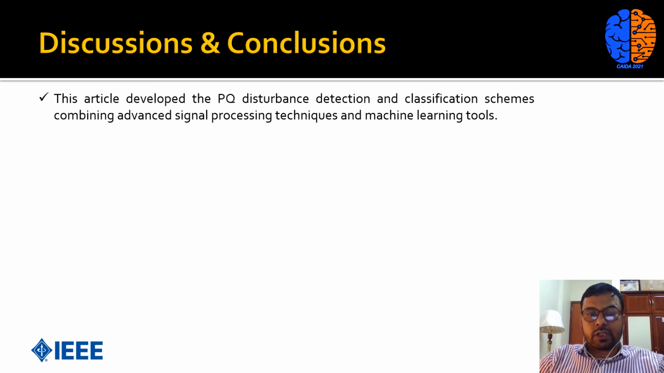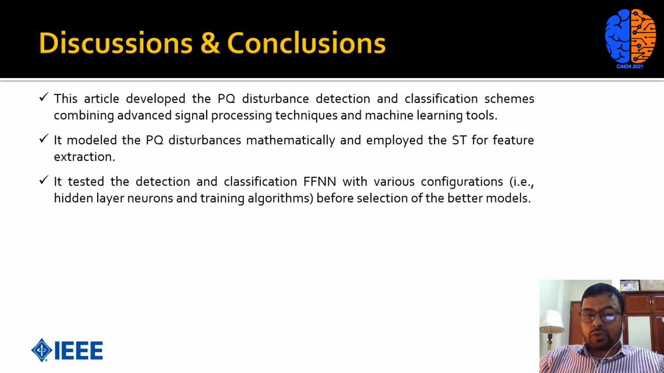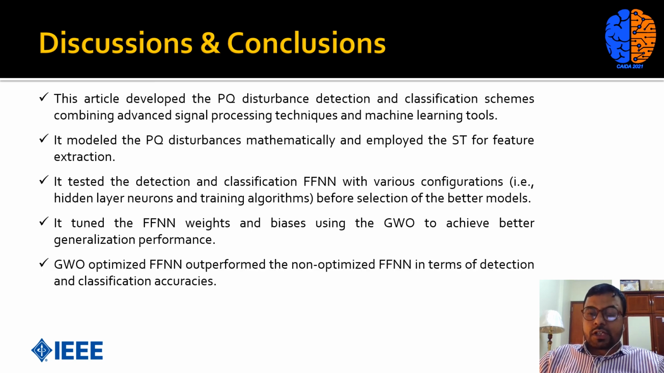In this article, we have developed PQ event detection and classification schemes combining advanced signal processing and machine learning tools. We have modeled the PQ events mathematically and employed the Stockwell transform to extract features from the PQ events. Before selection of the better models, we have tested the classification and detection neural networks with various configurations. Then we have tuned the weights and biases of the detection and classification neural networks employing the Grey Wolf Optimizer. Presented results confirmed that the optimized neural networks outperformed the non-optimized neural networks in terms of detection and classification accuracies.